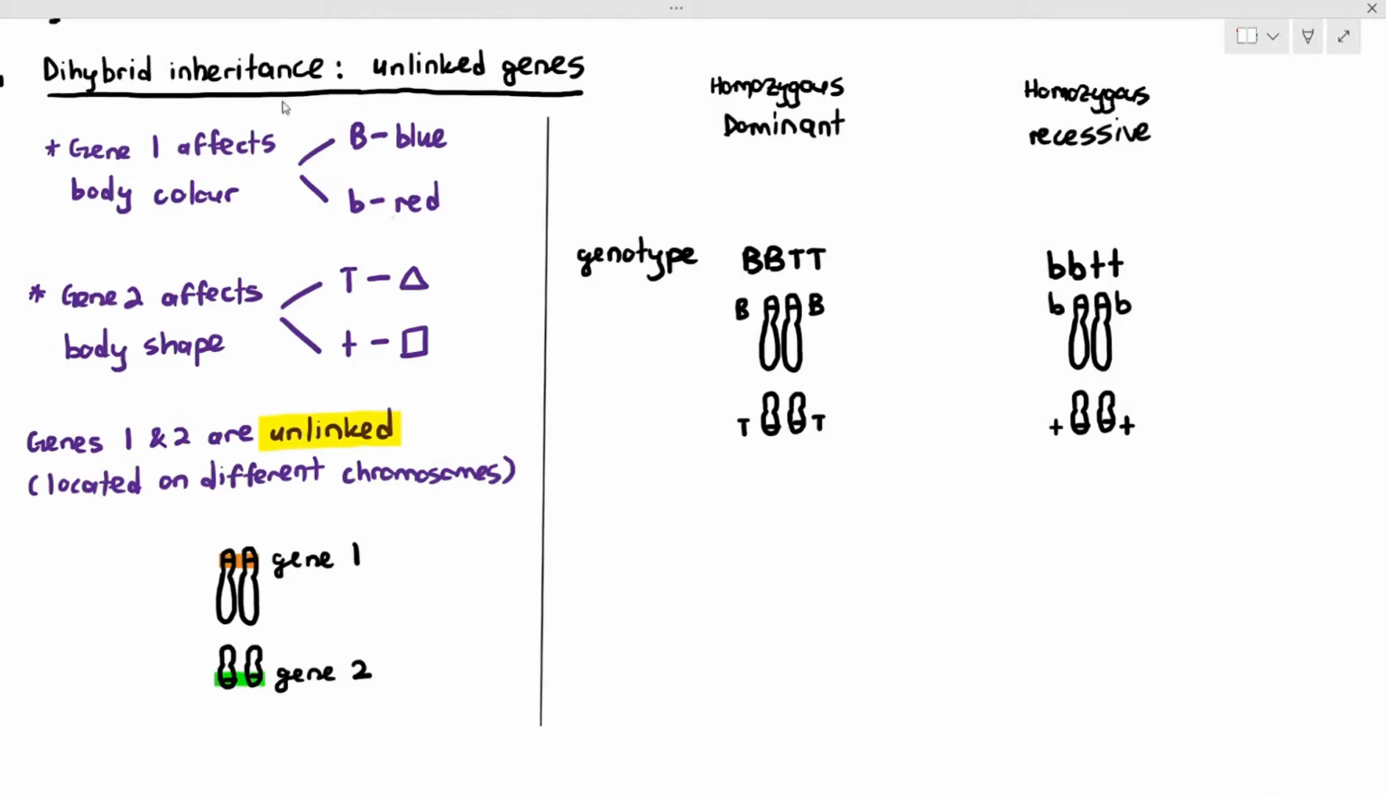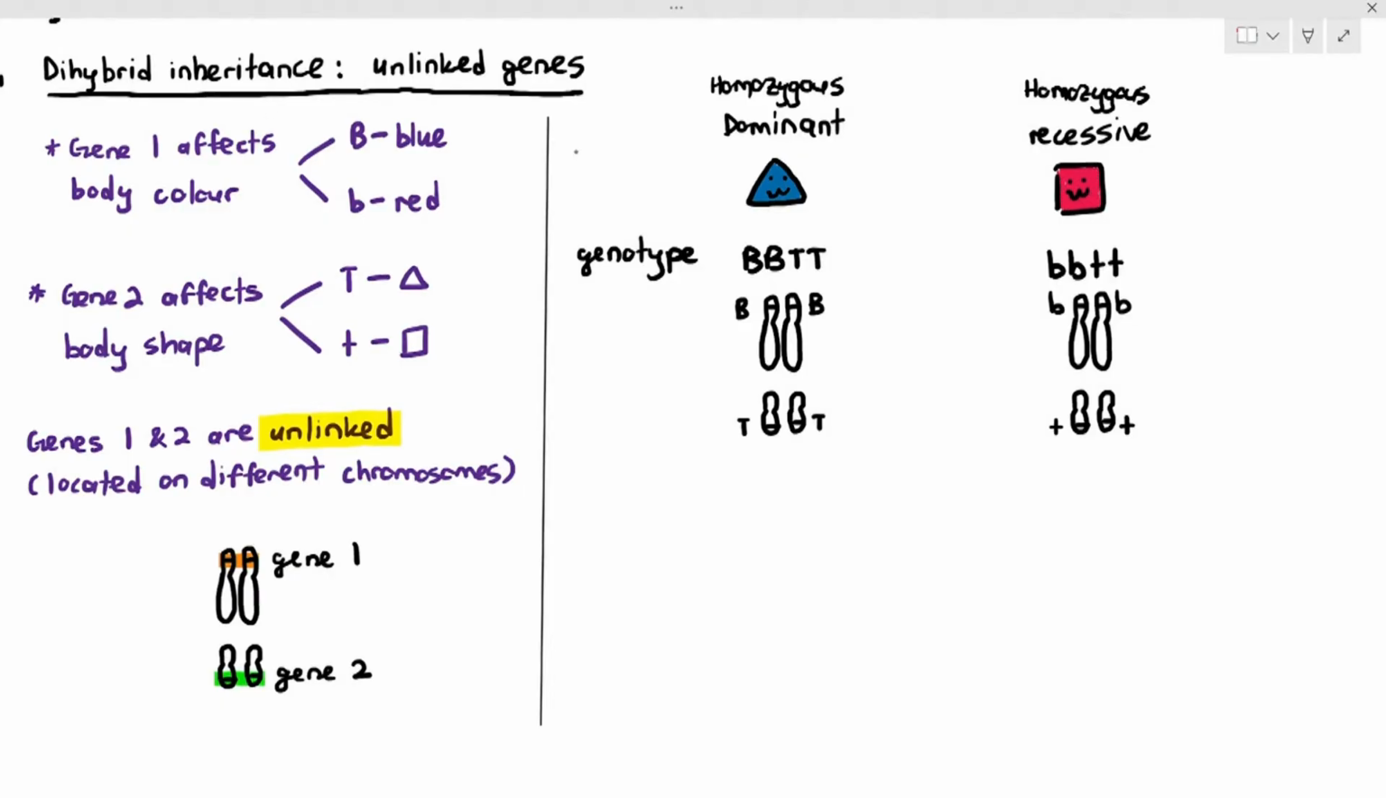What's the phenotype of the organism on the left? Because it has the large B allele and large T allele, the dominant alleles are always expressed no matter what, so the organism will be a blue triangle. Simple. But the homozygous recessive organism doesn't have dominant alleles at all. It only has small b alleles and small t alleles. So small b makes it red, small t makes it square. So it's a red square, as you can see here.